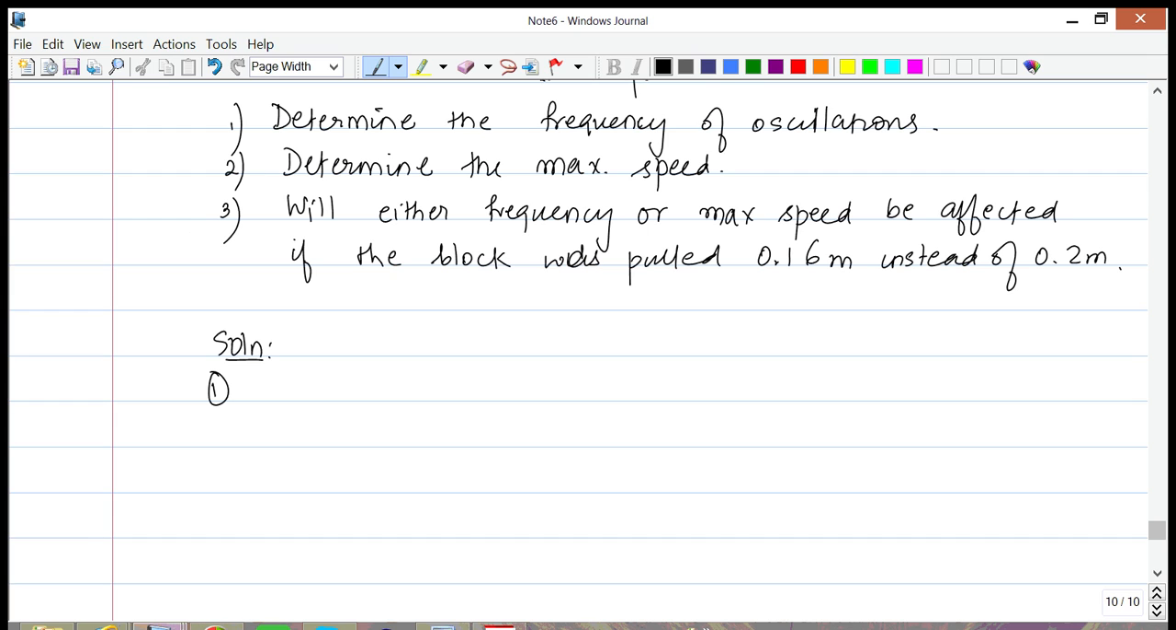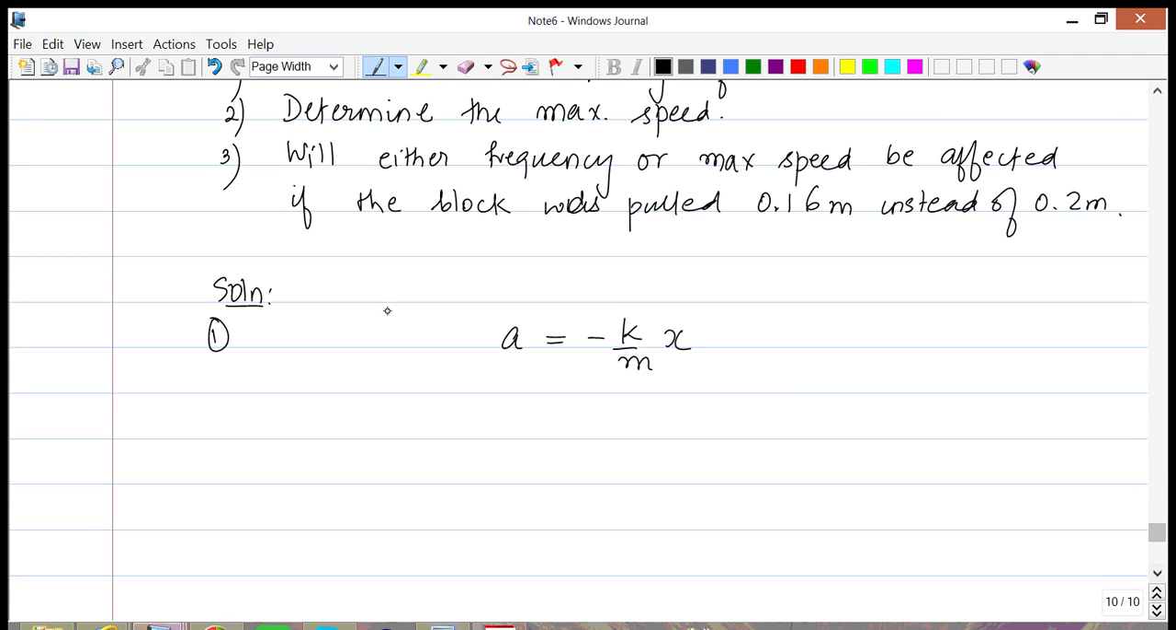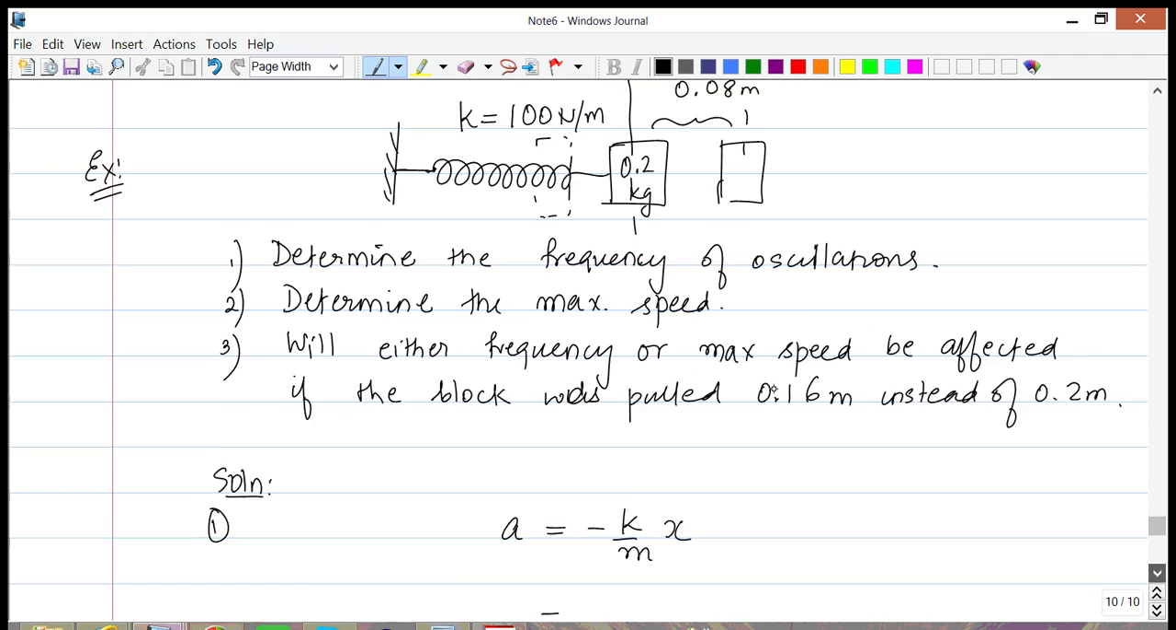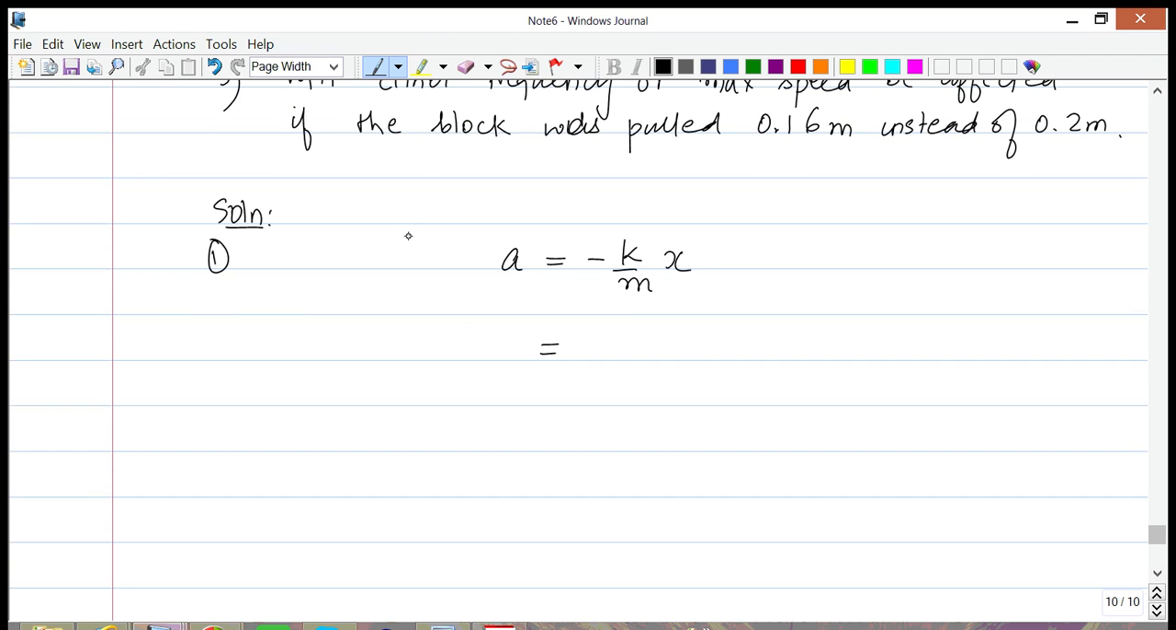First question is determine the frequency of oscillations. What is the frequency of oscillation? We know it's a mass spring system, so we know a, acceleration, is equal to negative k over m times x. In this problem k is given. k is equal to 100. So it's equal to negative 100 divided by m, and m happens to be 0.2, times x, which makes this equal to negative 500 times x.